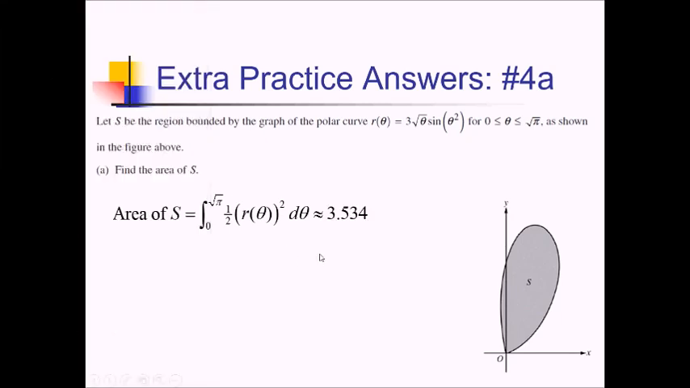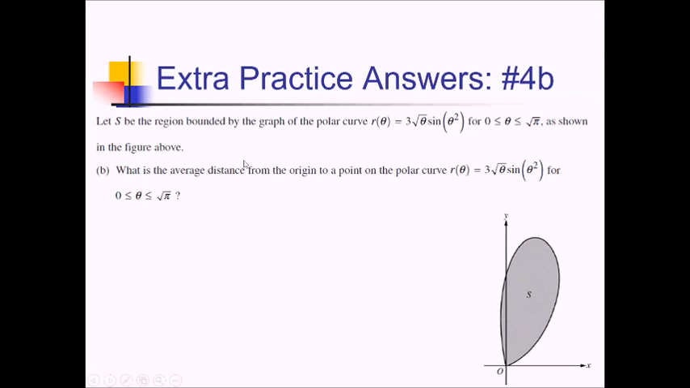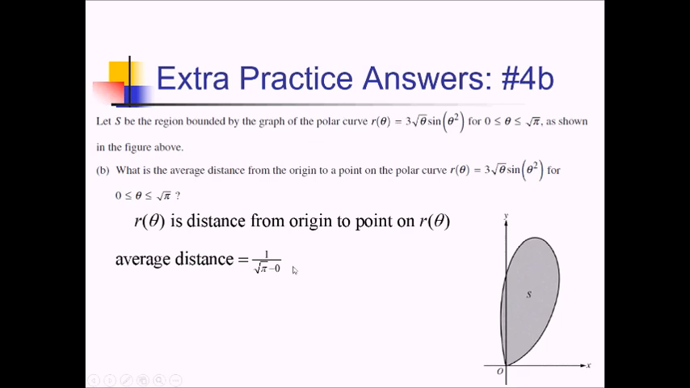So there we are. For this part of the problem, they want the average distance from the origin to a point on our polar curve. Now the key on this is recognizing that r of theta is the distance from the origin to the polar curve. So that means we're just trying to find the average value of r of theta. This is just an average value problem on r. So using our average value setup, we have 1 over the interval length, so 1 over radical pi minus 0, times the integral from start to finish here, so from 0 to radical pi, of the thing we're trying to average, so of r of theta, and then d theta.